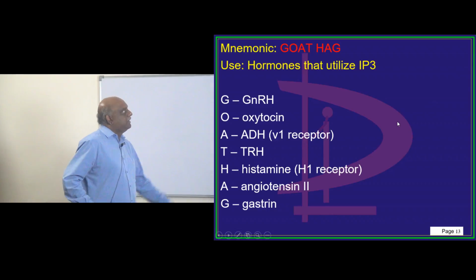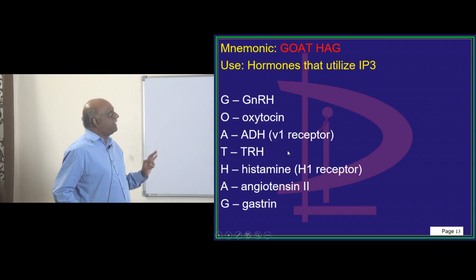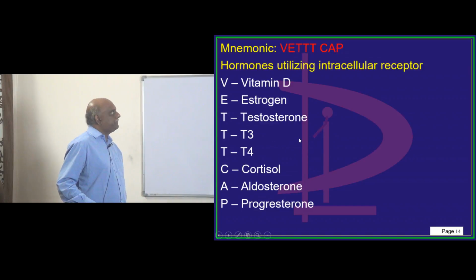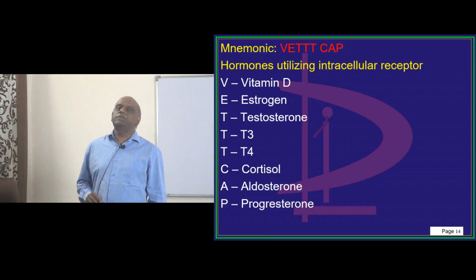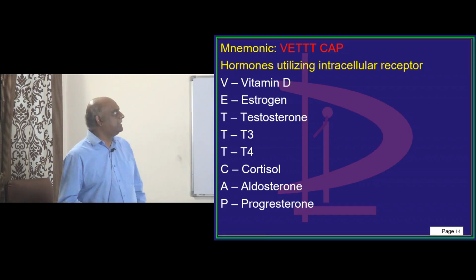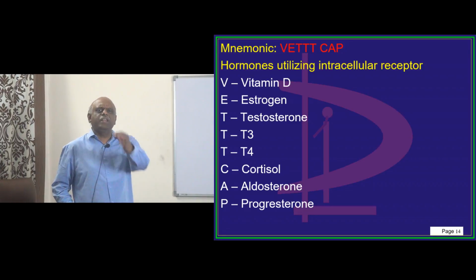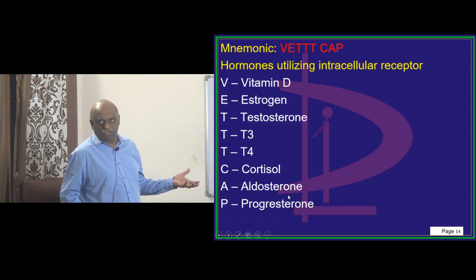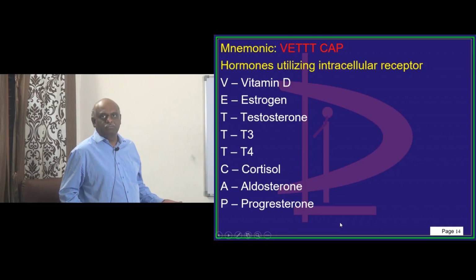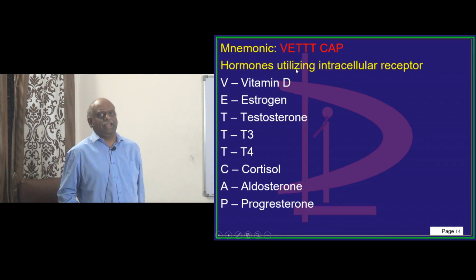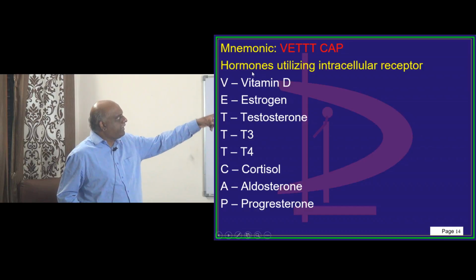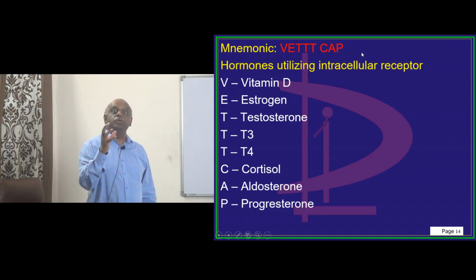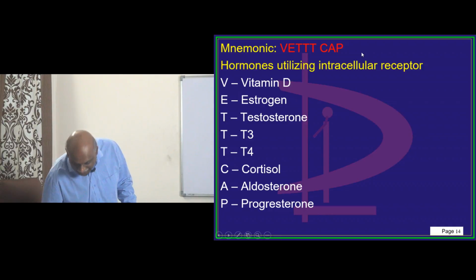Now, goat hag: GnRH, oxytocin, ADH, TRH, histamine, angiotensin 2 and gastrin. They use IP3. Which hormones use intracellular receptor? Cell के अंदर. You all know steroid hormones पूरे nucleus को जाके काम करेगा. Estrogen, testosterone, cortisol, aldosterone, progesterone. इसमें कुछ भी टेंशन है, इसका निमोनिक का जरूरत नहीं है एक्चुअली. Additionally, you should remember thyroid hormones, vitamin D also. They use the intracellular nuclear receptor is what you have to ultimately remember.